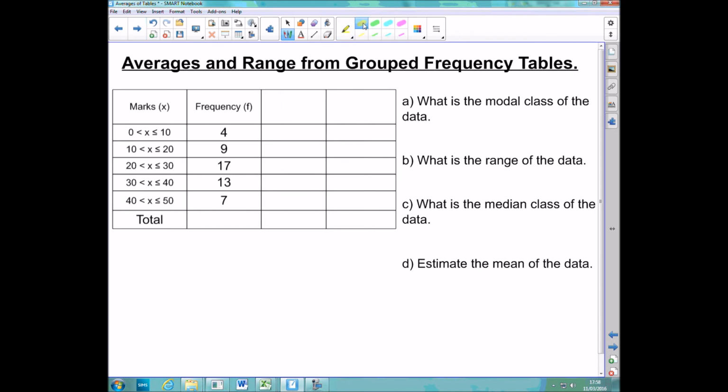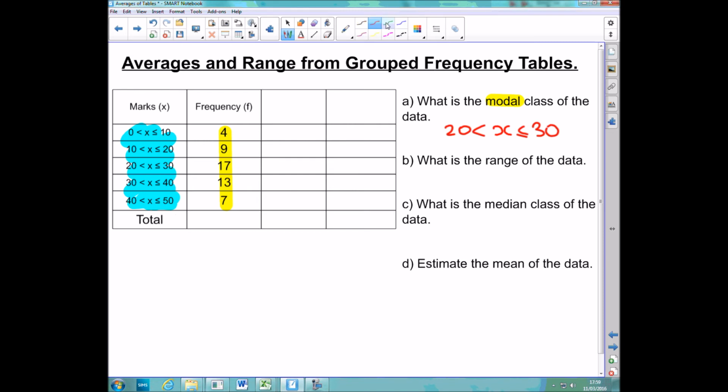Now the modal class is basically exactly the same question as when we asked for the mode in the last question. Notice this word modal is very close to that word mode. So again, we're going to look at this column here, look for the biggest number, which is 17, and we're going to write the group that that 17 belongs to. And that group is 20 and 30. Remember, all of our averages are always going to be given as answers in this range here.